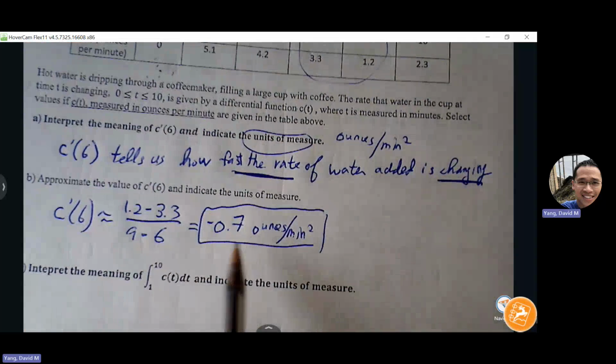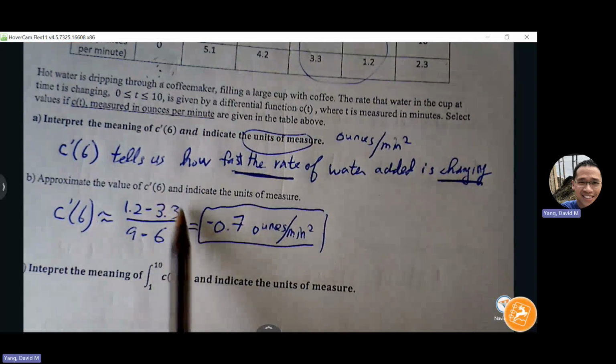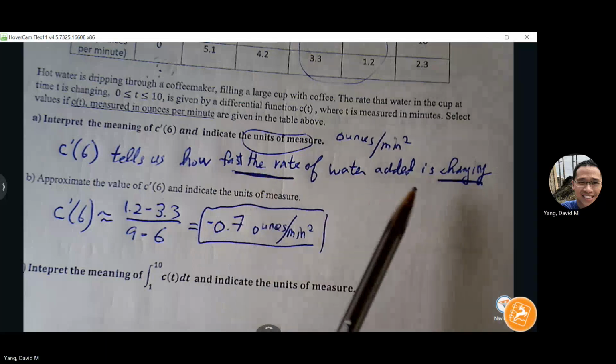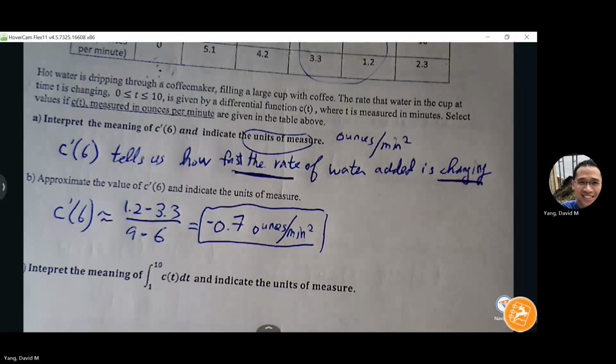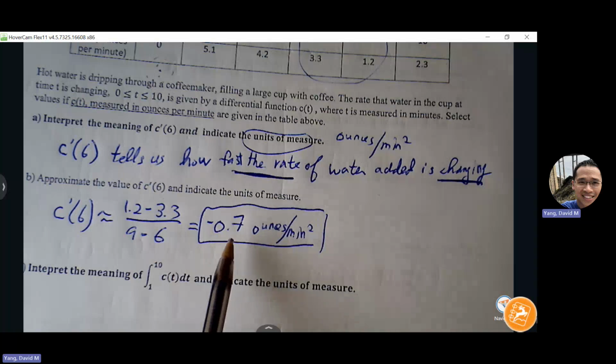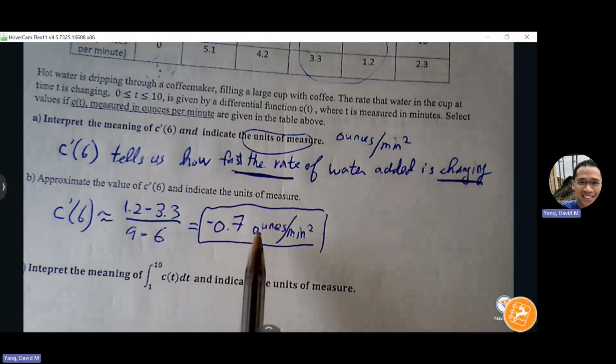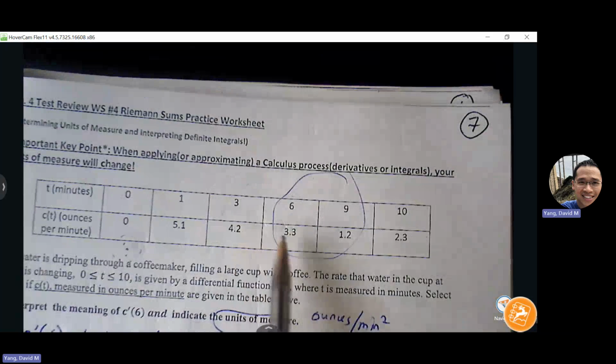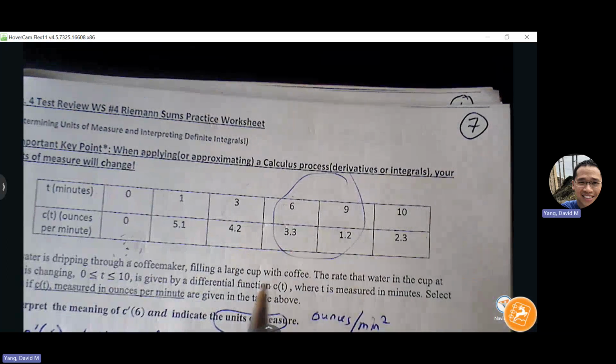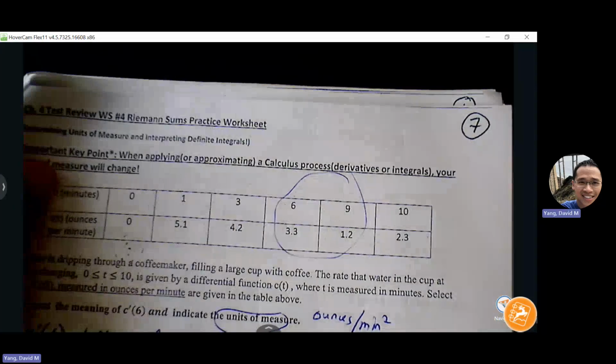Okay, so the rate that hot water is being added at the 6-minute mark is changing at negative 0.7, or is decreasing. The rate that water is being added is decreasing by 0.7 ounces per minute squared. So that means it's slowing down, right? Between the 5th and 6th minute, at that 6-minute mark, we can expect the rate to be decreasing. It's not coming out as fast as before.